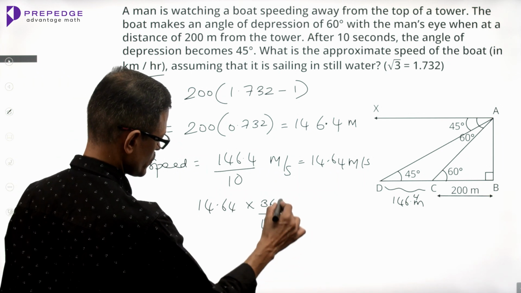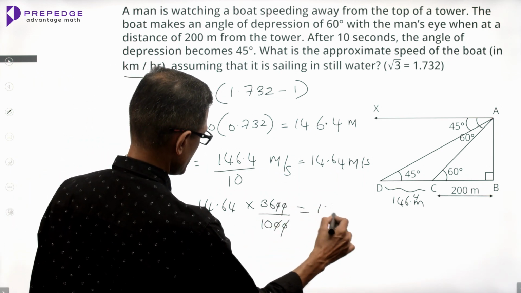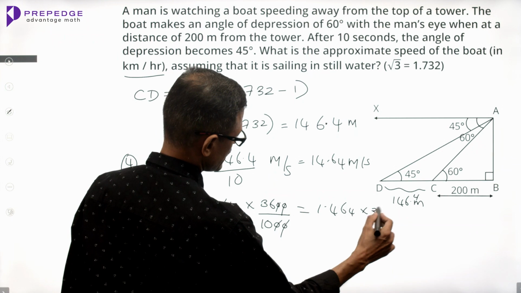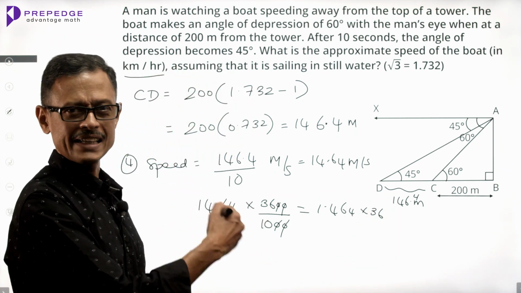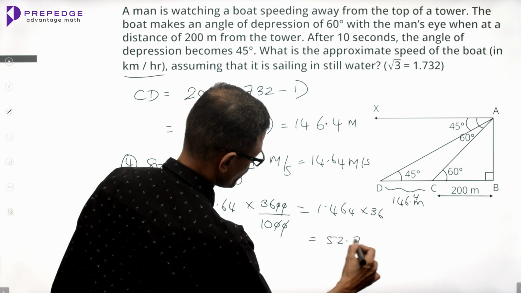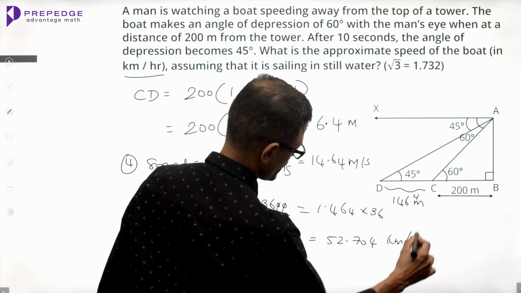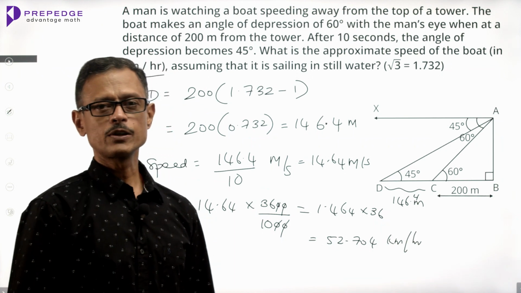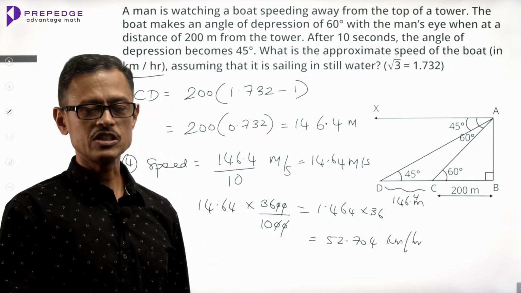So cancel the two zeros. You will have essentially 1.464 into 36, which is what we need to find out. You can do the calculation, it's not such a difficult calculation. The answer will work out to 52.704 kilometers per hour. So the speed of the boat is equal to 52.704, or 52.70, kilometers per hour.